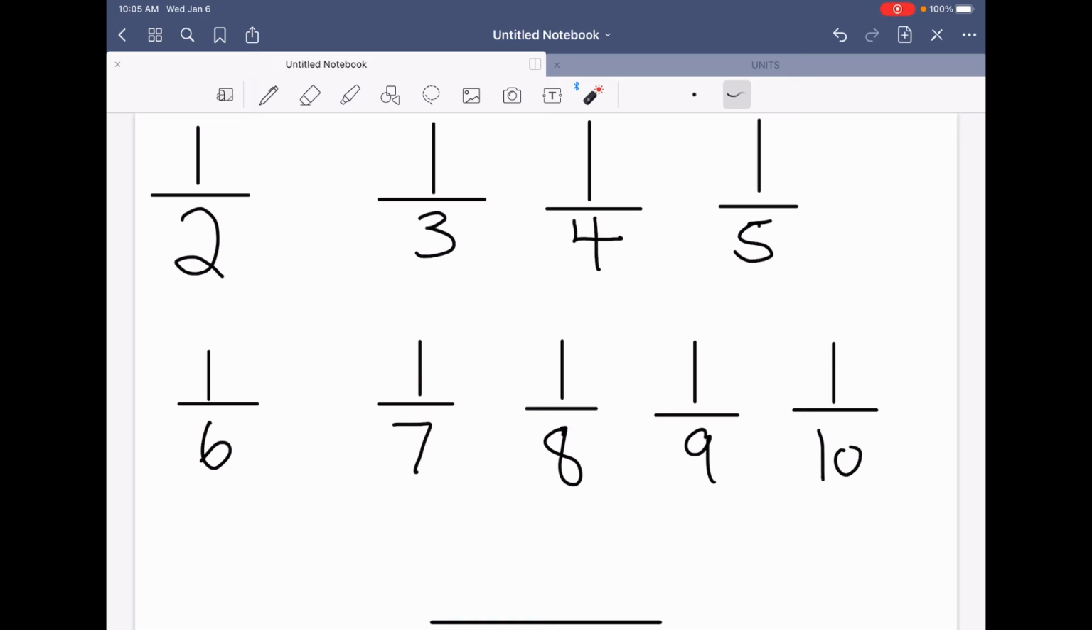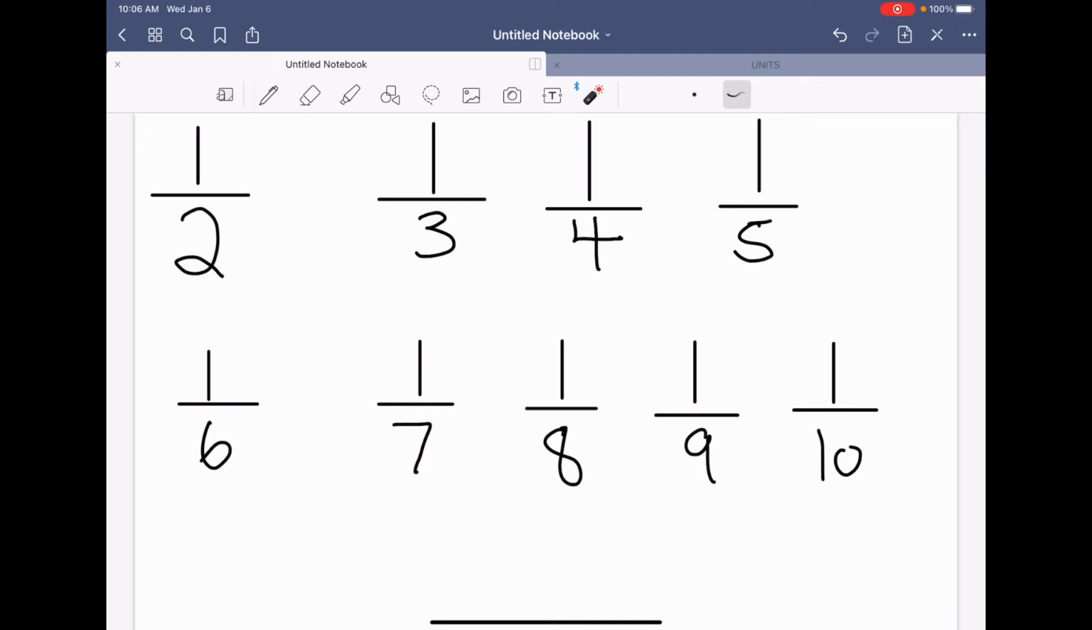Let's move on to the next one. Again, we see the number 1. So we say 1/4. The next one we see 1 again. So we say 1/5. All right, let's try the next one. We see 1 again. 1/6.